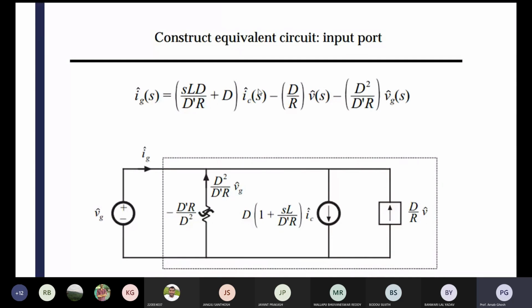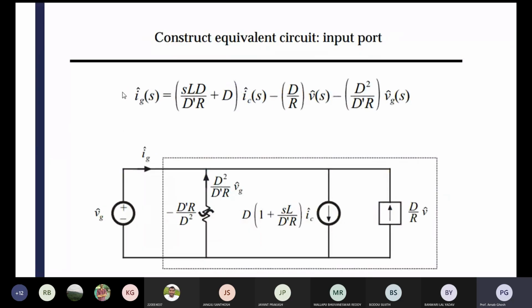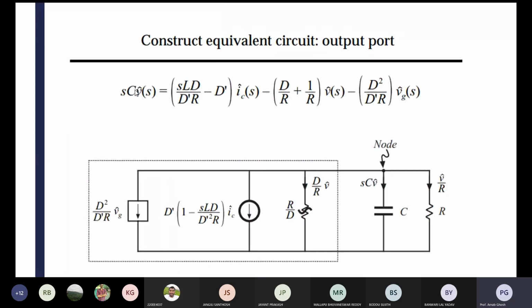You know that is your current source, okay, that is your voltage source, and there is also another voltage source. One is dependent and one is independent. Okay, so you can get that one. And finally, you can construct the output port. So to put the concept, previously it was the expression of the input current. Now, this expression is the capacitor current. Okay, so IC, sorry, capacitor current.